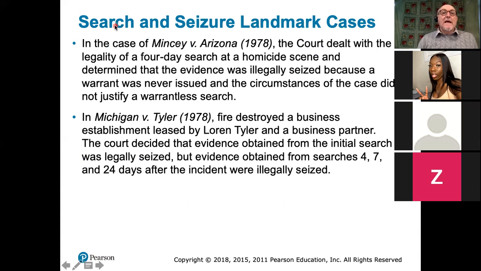And there are some famous cases which have actually established this.